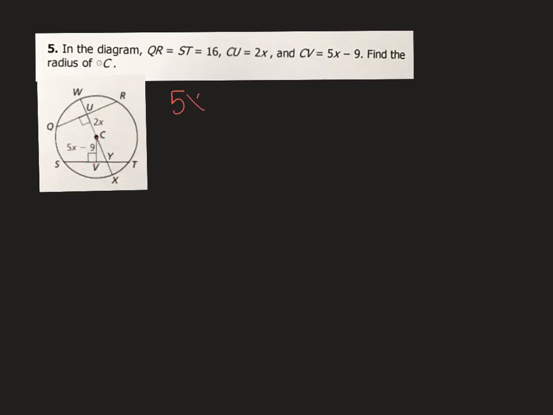So 5x minus 9 equals 2x. I'm going to subtract my 5x to get negative 9 equals negative 3x. And when I divide by negative 3, I get x equals 3, which means that those are both going to equal 6. 2 times 3 is 6. 5 times 3 is 15, minus 9 is 6.